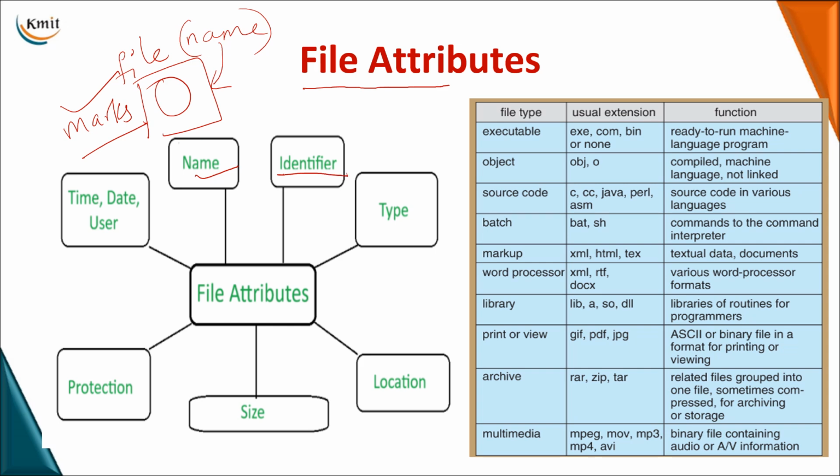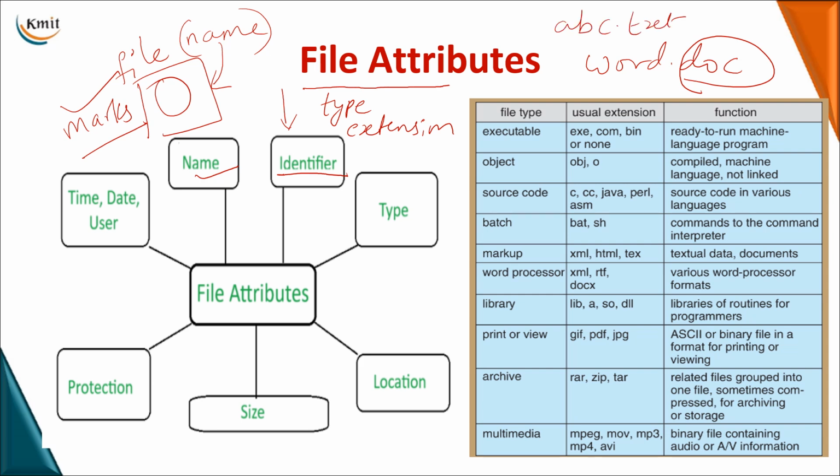The next one is the identifier. This identifier will tell you the type of data that has been stored in a file by means of an extension. If I'm storing a Word document, I'll store it as word.doc. Here doc tells you that this is a Word document. If it is abc.txt, it is a text file. Whenever we give a name to a file, we basically divide it into two parts. The first one we call the primary part, followed by a dot and the extension, and this extension will tell you the kind of file you are using. And if it is an Excel file, you extend it with .xls.